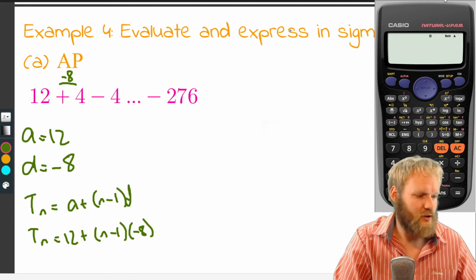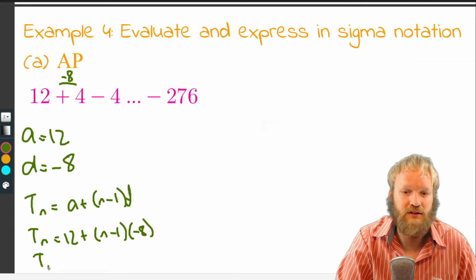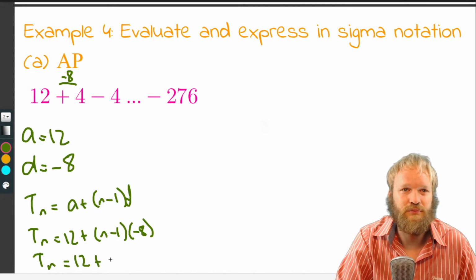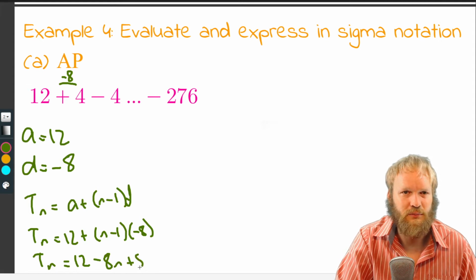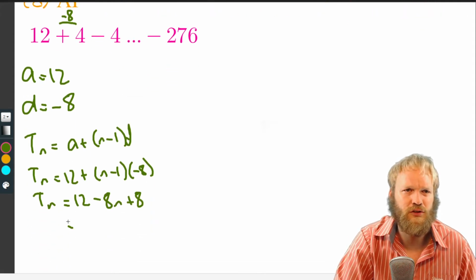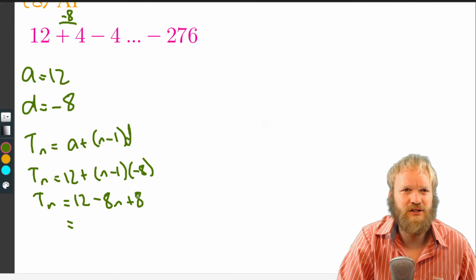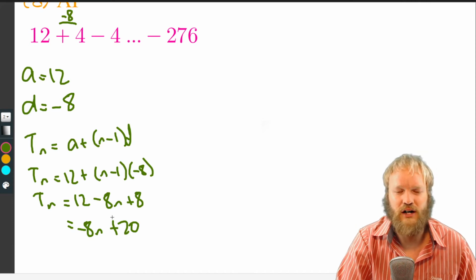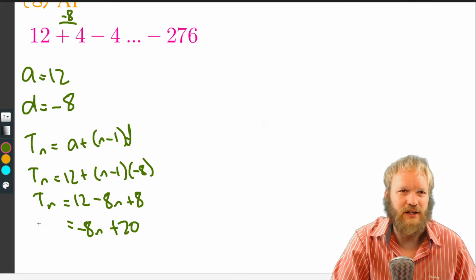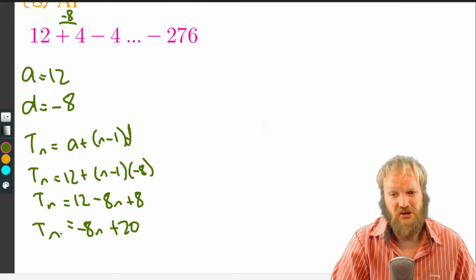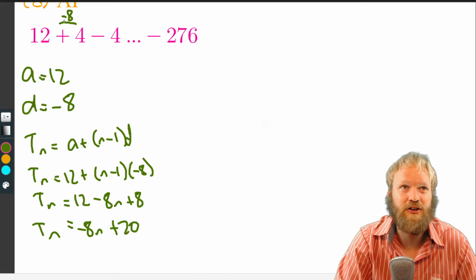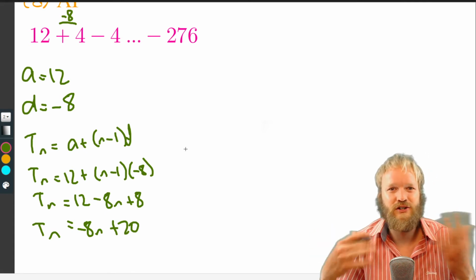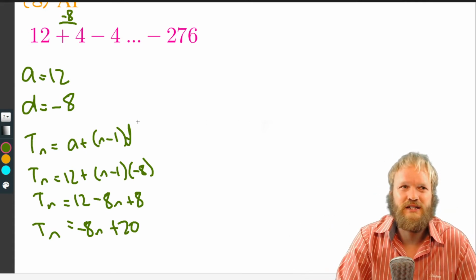Okay, so let's multiply this -8 in. Tn equals 12 plus, but that becomes a minus, -8n plus 8, equals 12 plus 8, hopefully gives us 20, -8n. It doesn't matter which way around you write that, but there's our formula. Tn equals... pause. Good to have those breathers, right? Okay, so we've got our general formula now for this arithmetic progression, and now we can use that to put it into our sigma notation.